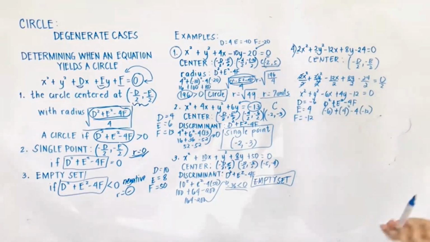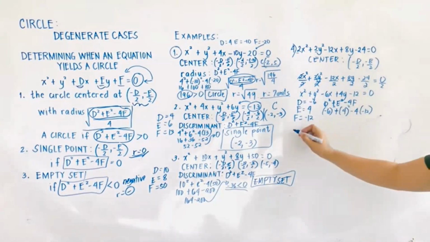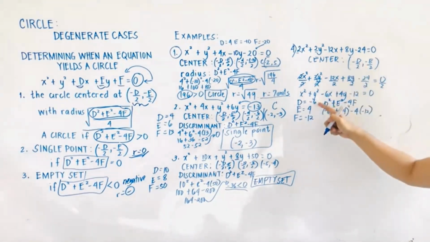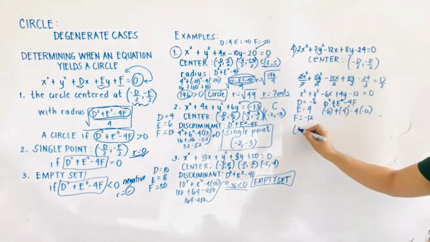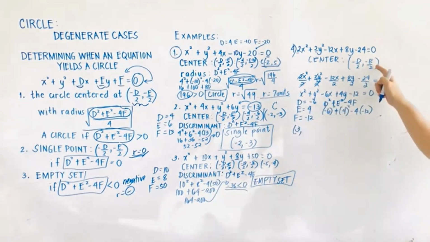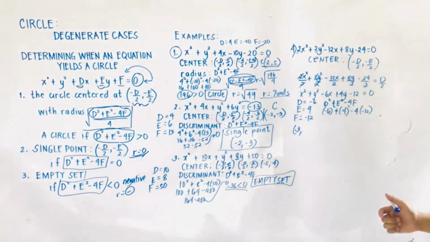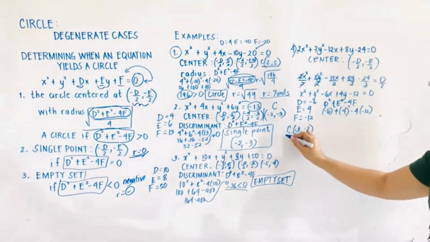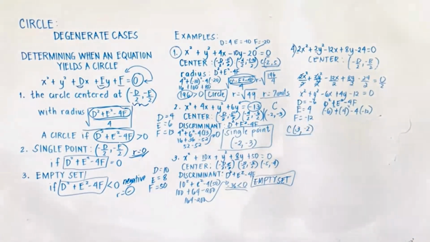How about for the center? Okay, for the center, let us first solve for it. That is negative d over 2, so negative negative 6 over 2. Therefore, that is positive 3. For the y-coordinate, that is negative e over 2, so negative 4 over 2. That is negative 2. And the center is located at 3, negative 2.